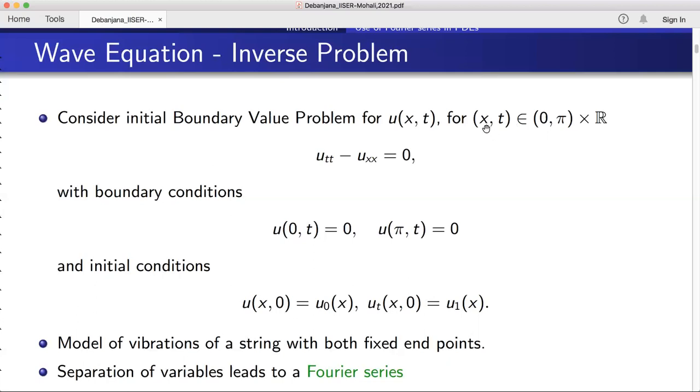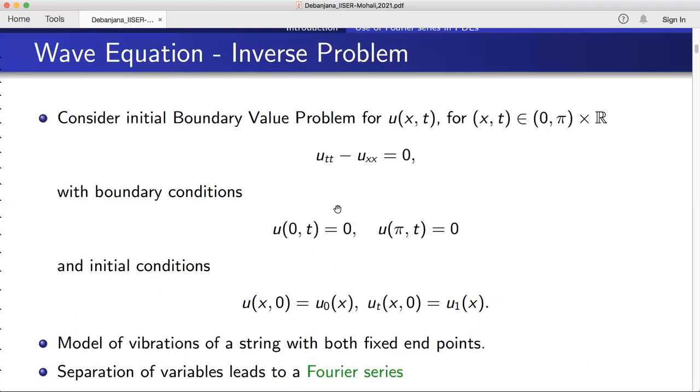Since for the spatial variable x we have a boundary domain, to make the PDE well posed we need first of all the boundary condition. Here I am taking the Dirichlet boundary condition. That means the value of u at each boundary point, x equal to 0 and x equal to pi, at both points the value of u is equal to 0. So this is the homogeneous Dirichlet boundary value problem.